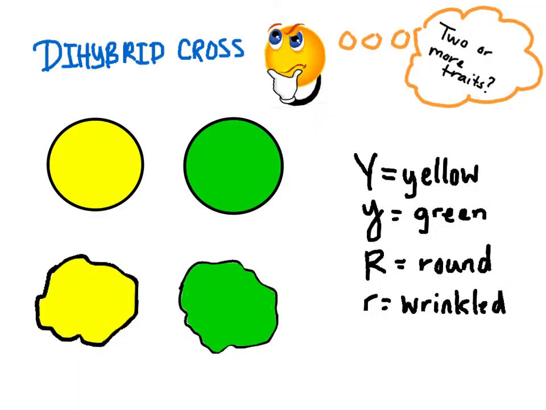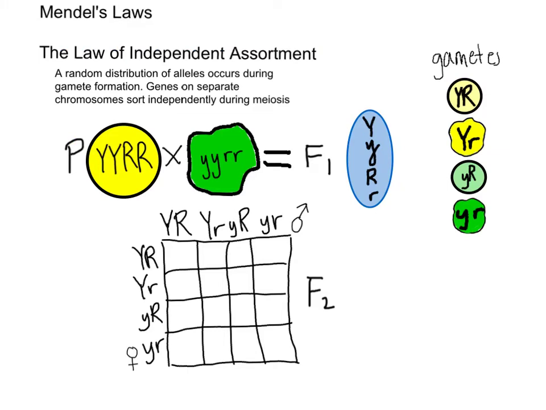So now we want to think about what happens if we look at two or more traits. For example, what if we want to look at both the color and whether or not the pea is wrinkled? Here we have two traits. The yellow allele is dominant and is still a big Y, and the green allele is still recessive and is still a small y. We're going to add the idea of shape to the pea. The round allele is dominant, so this is big R, while the wrinkled allele is recessive and is shown by little r. This brings us to Mendel's second law, which is called the law of independent assortment.